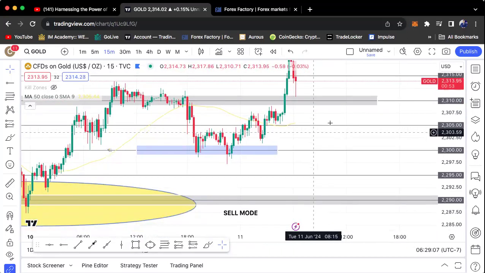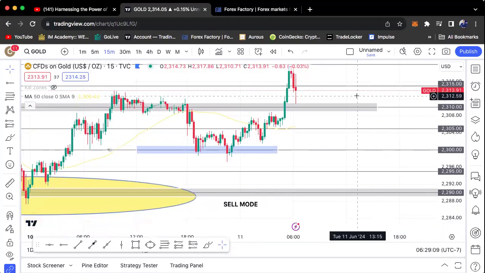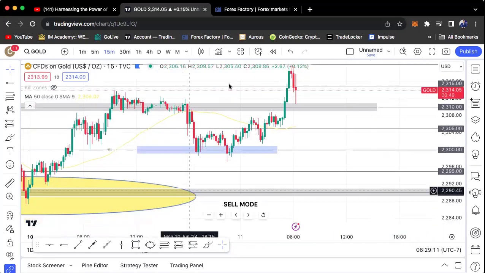Now, support and resistance. I'm sure you guys have heard that a lot. But support and resistance basically means supply and demand. Make sure you guys write this down. Supply is your resistance. Demand is your support.